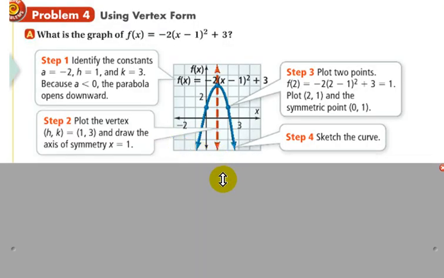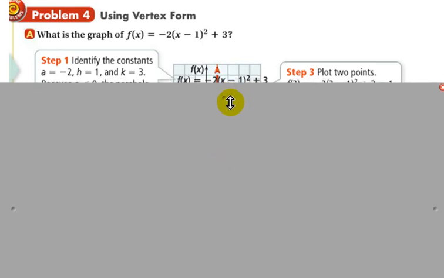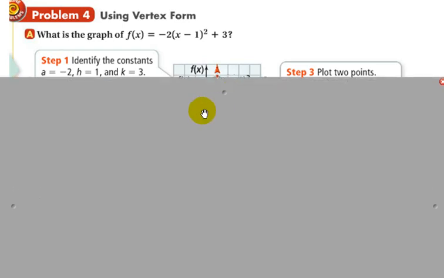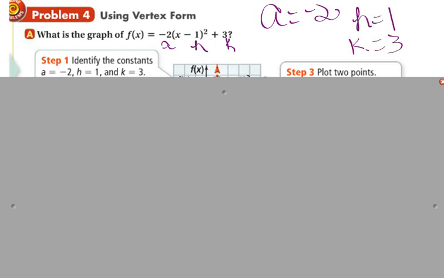Problem 4, using the vertex form, what is the graph of f of x equals negative 2 times x minus 1 squared plus 3? So step 1, you want to identify your constants. So let's do that. We've got a is equal to negative 2, and we've got an h and a k. So my h is equal to 1, my k equals 3. So we got our vertex right there, 1, 3, correct?